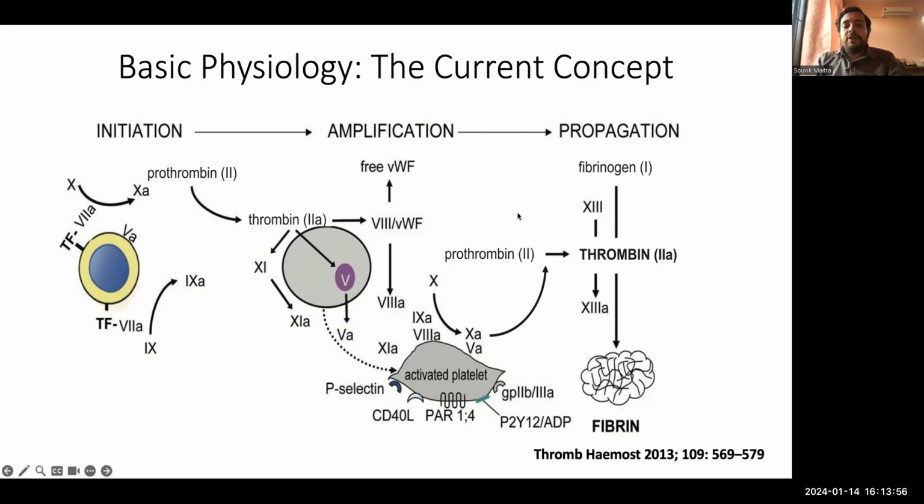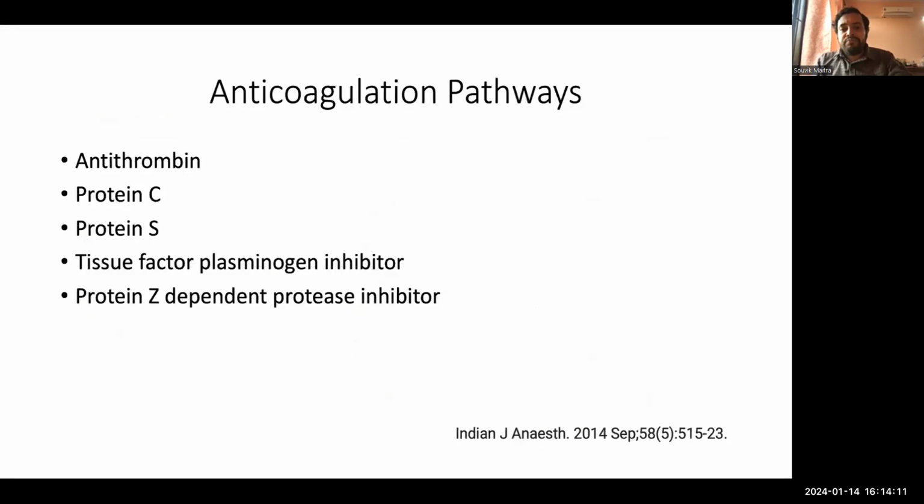Whenever the coagulation pathway is activated, remember there is always activation of the sympathoadrenal system and also the inflammatory system. So inflammation and the coagulation pathway always crosstalk to each other. We have several anticoagulation pathways, and antithrombin is the most important. Previously it was called antithrombin 3, now it is named only antithrombin. Then there are protein C and protein S, tissue factor pathway inhibitor, and the protein Z dependent protease inhibitor. These five are the most important anticoagulant pathways, to limit the thrombosis only at the site of tissue injury so that distant organs are preserved.